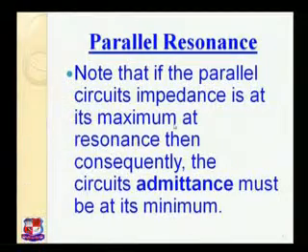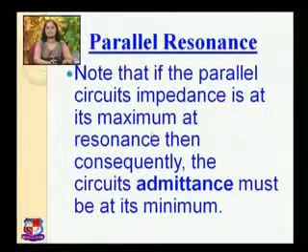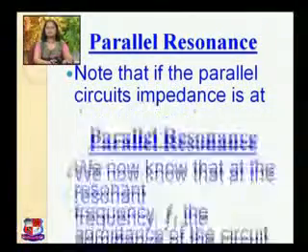Now note that if the parallel circuit impedance is at its maximum at resonance, then the circuit admittance must be at its minimum, because impedance and admittance are inversely proportional to each other. So if the impedance of the circuit is maximum, obviously it indicates that the admittance of the circuit is minimum. So in a parallel resonance circuit your impedance is maximum but your admittance is minimum.